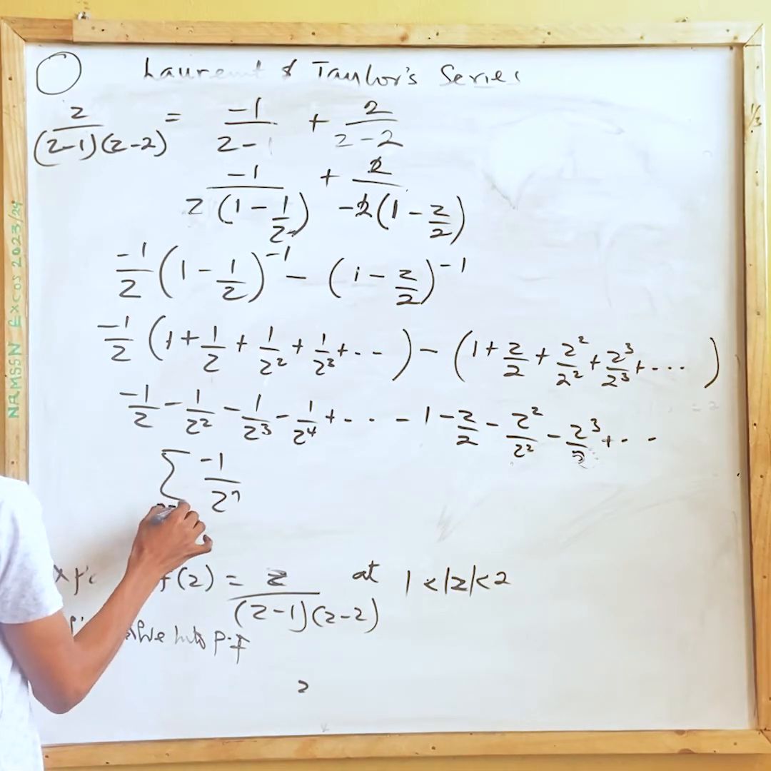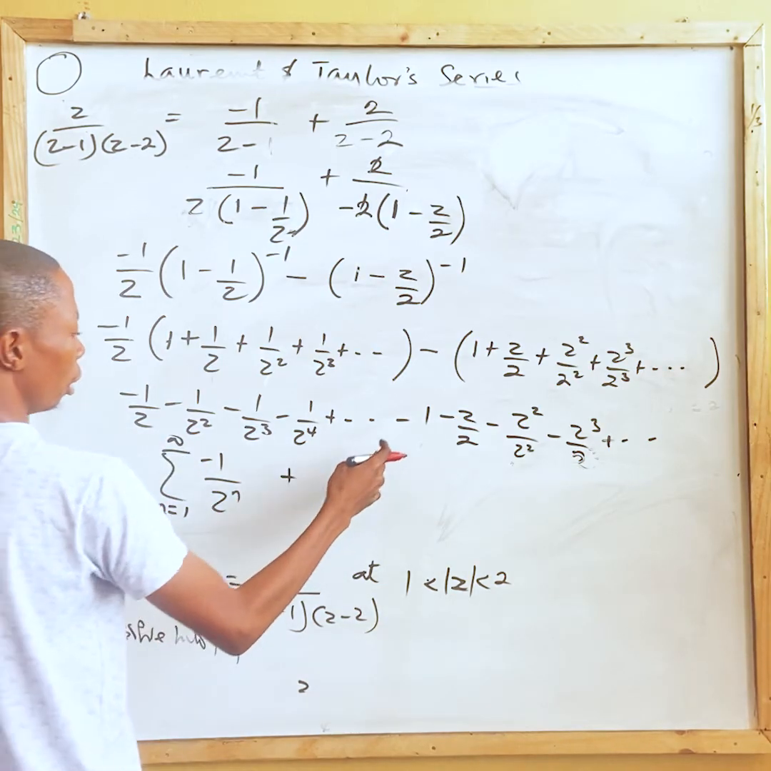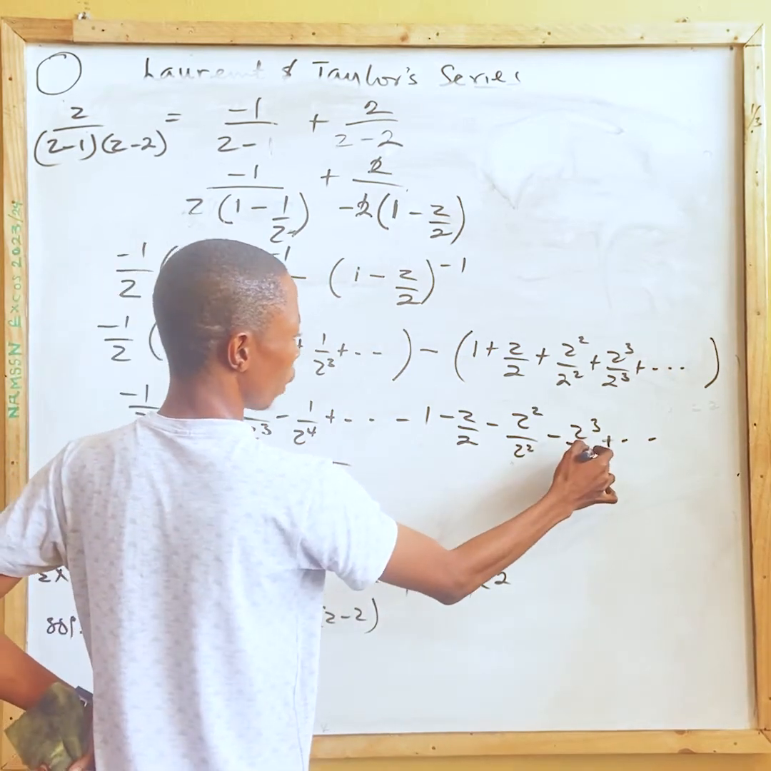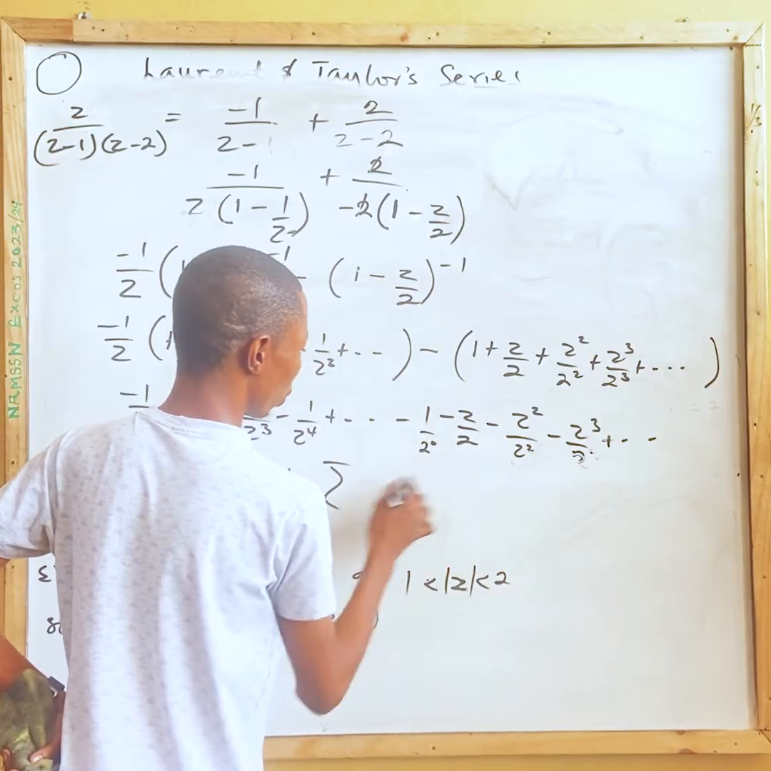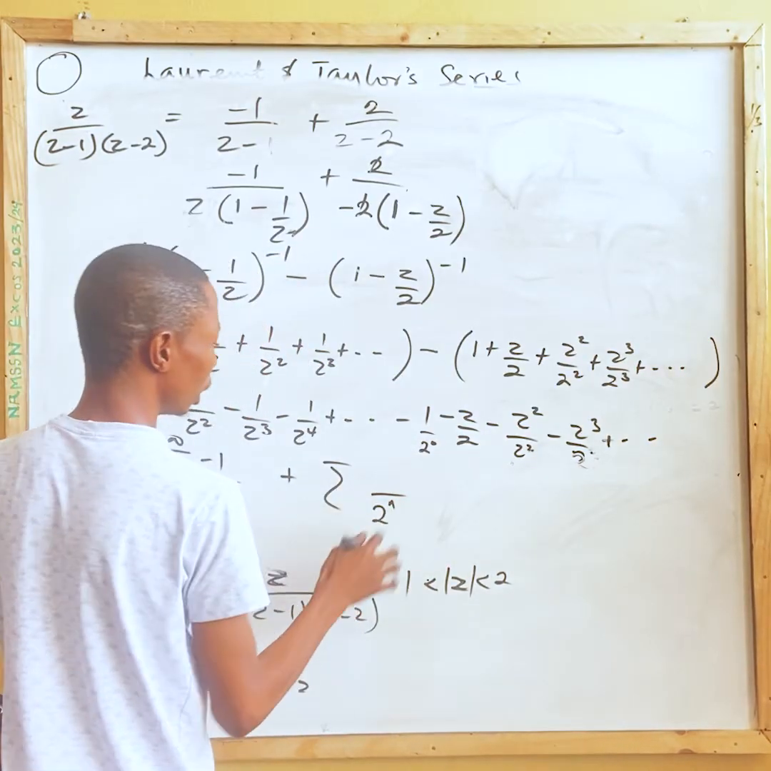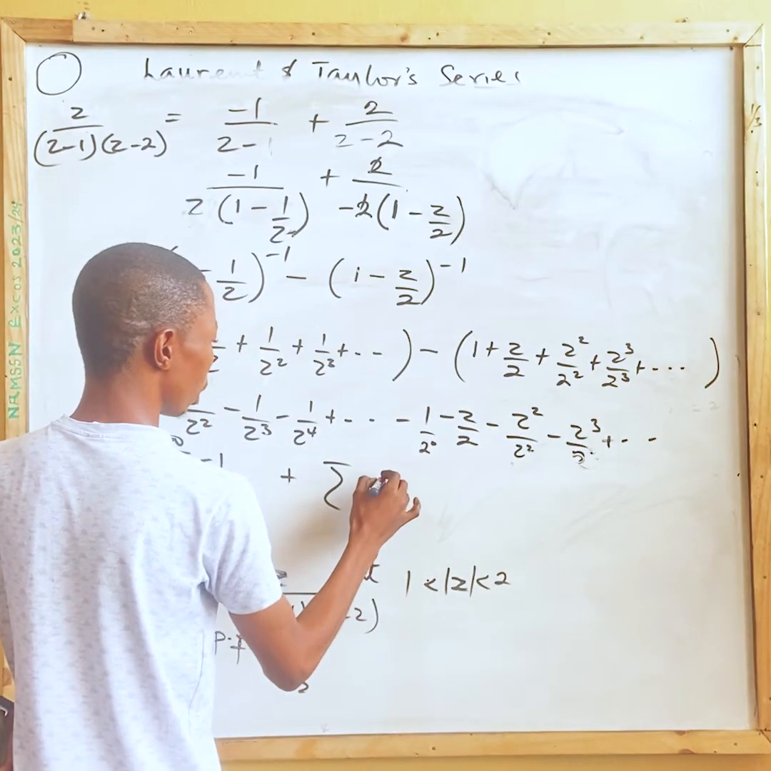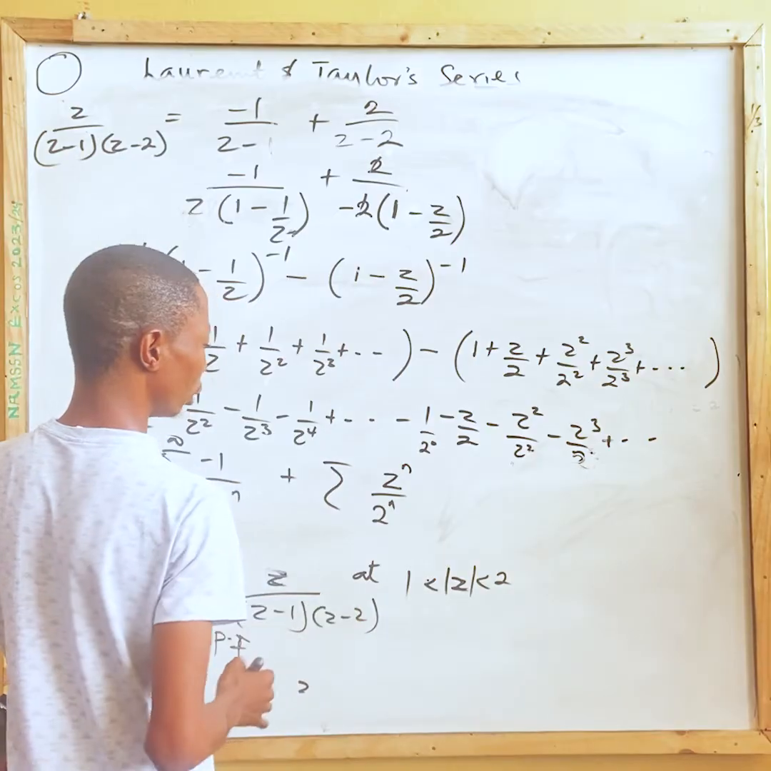N starts from where now? Starts from 1, goes to infinity. Plus this one, 2 square, 2 raised to power 3. This is like 2 raised to power 0. Let me say this one starts from 2 raised to power 0, 2 raised to power 1, 2 raised to power 2. This is 2 raised to power n. 1, z square, z cube. Oh, this is z raised to power n, right?